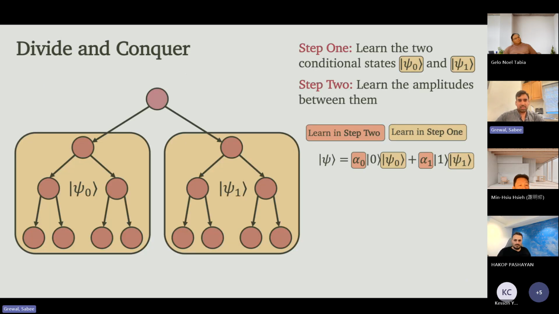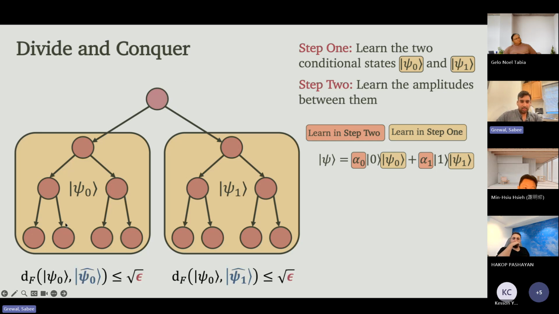So again, going back to this slide from a while ago, with this divide and conquer approach, our lemma is just saying that, on a high level, let's recover psi0 and psi1 to this epsilon accuracy. And our lemma tells us that that's good enough to have a good estimate of psi, assuming we can find the right amplitudes.